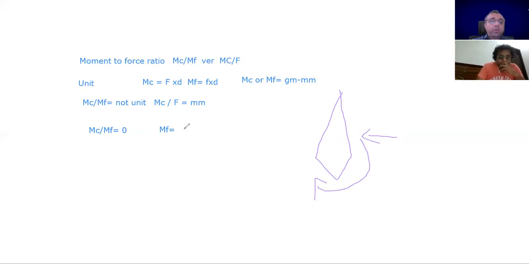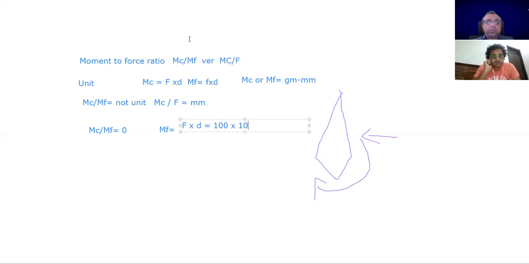Moment of force is calculated by force, which we can easily measure with different gauges, multiplied by d. Suppose we do not have any hook on the canine, to keep it simple, and the distance is 10 millimeter. Let's suppose we applied 100 gram force to retract the canine backward, and the distance is 10 mm from the point of force application.